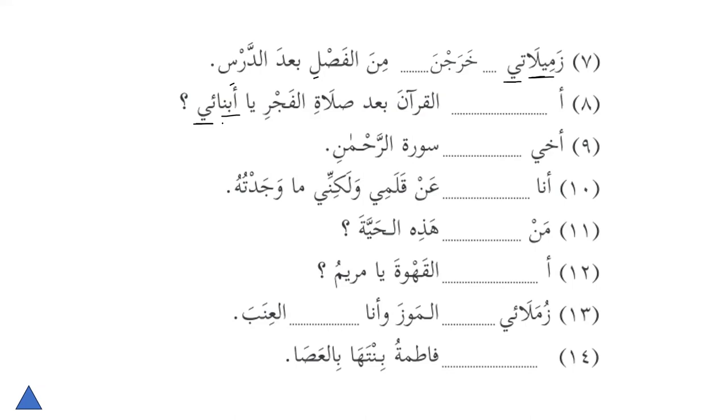Aqra'tum, and you know that when Meem is Sakin, and when we connect Meem Sakin with Al, it will be with Dhamma, so it will be Aqra'tumul Qur'ana. And بعد صلاة الفجر يا أبنائي. Oh my sons, did you recite the Quran after Fajr prayer? أخي حفظ سورة الرحمن. My brother memorized Surah Rahman. أخي is the fa'il, the doer. حفظ is the verb and Surah Ar-Rahman is mansub, it is the object.